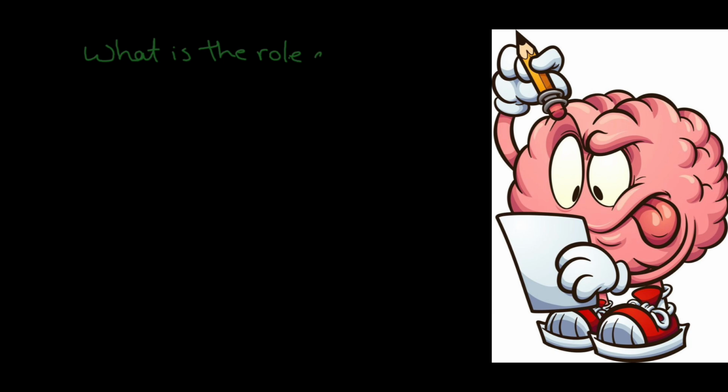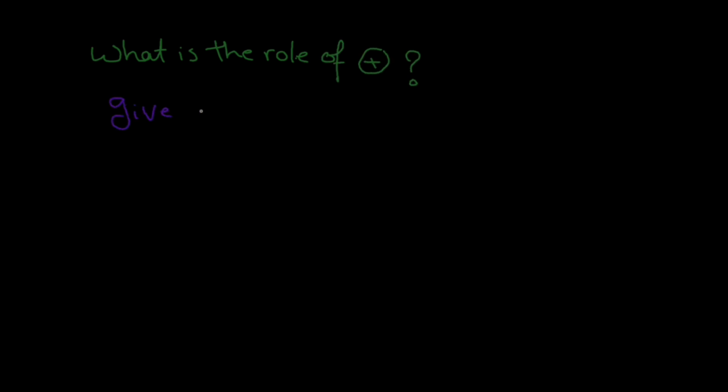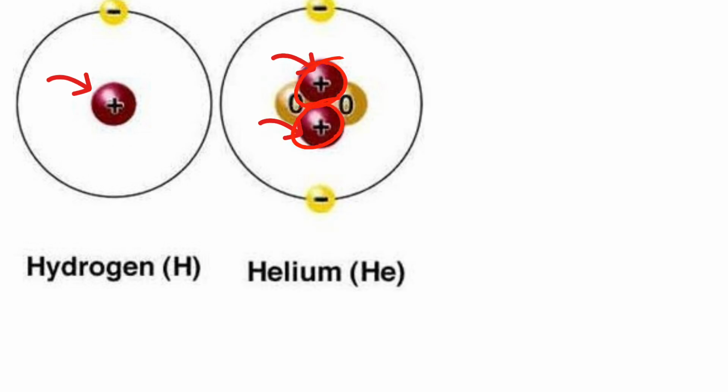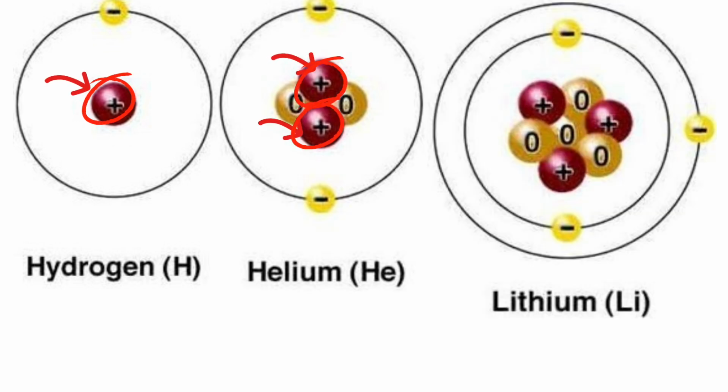What is the role of protons? Protons give an atom its identity, which means that if the number of protons changes, so does the type of the atom. For example, hydrogen has 1 proton, helium has 2 protons, and lithium has 3 protons.